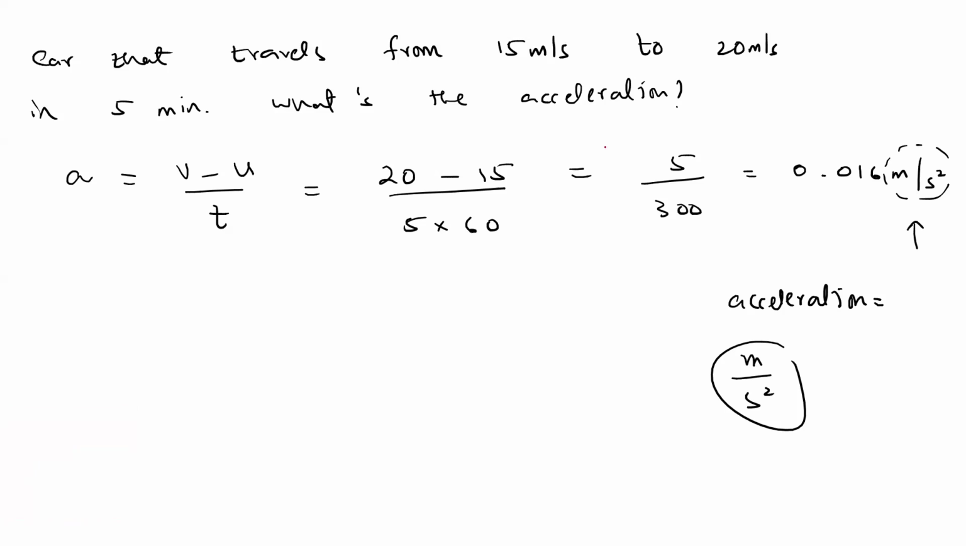Sorry to interrupt you, but why is this second squared? Because this is meters per second. This is meters per second. This is in seconds. So when you divide meters per second with second, you end up with meters per second squared.